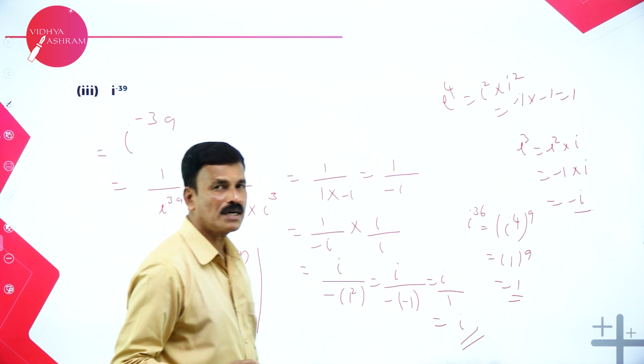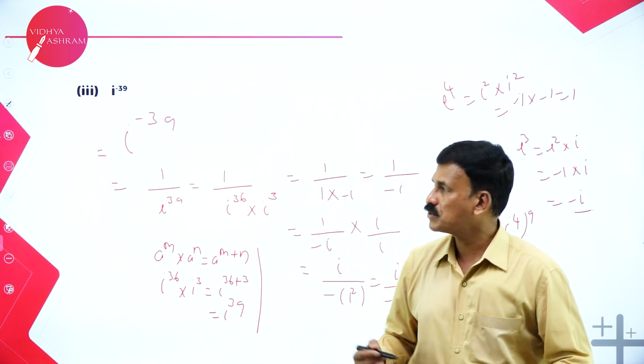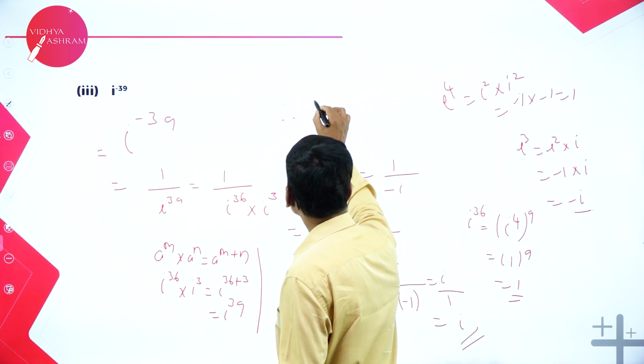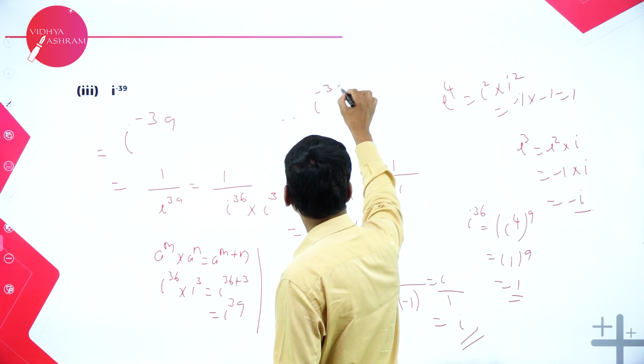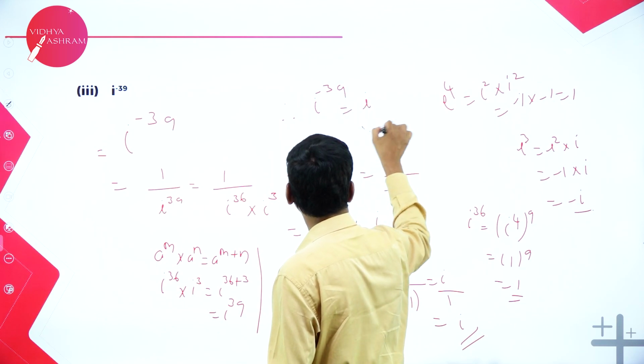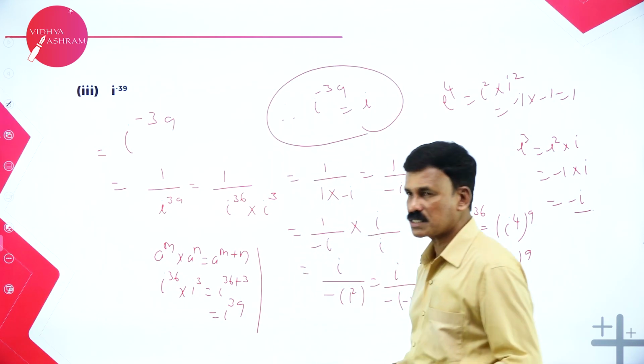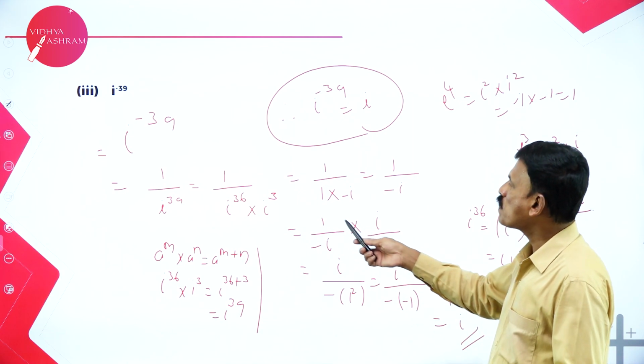i to the power of minus 39 is also equal to i. So therefore, i to the power of minus 39 is equal to i itself. That's it. See, very simple.